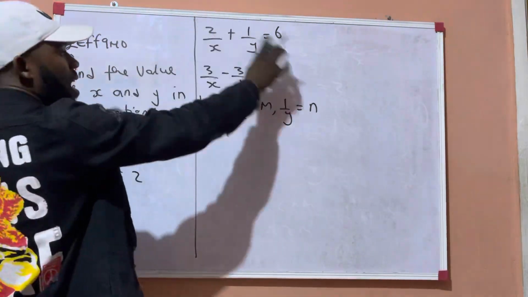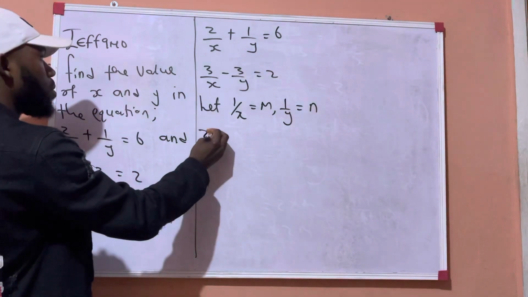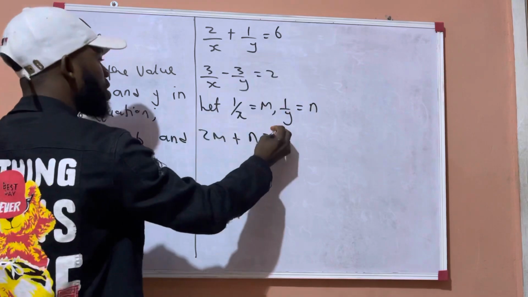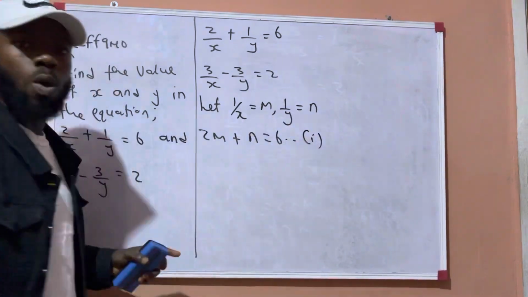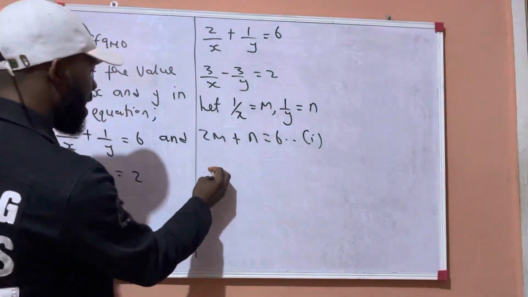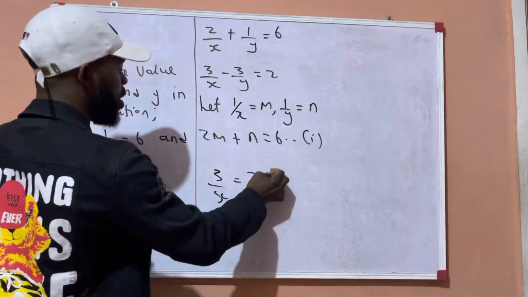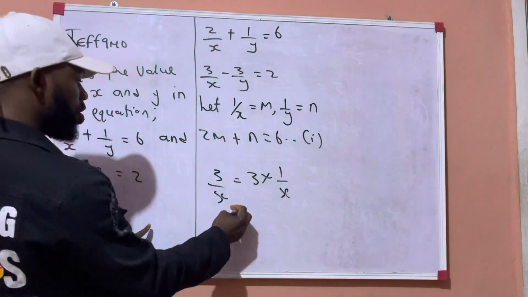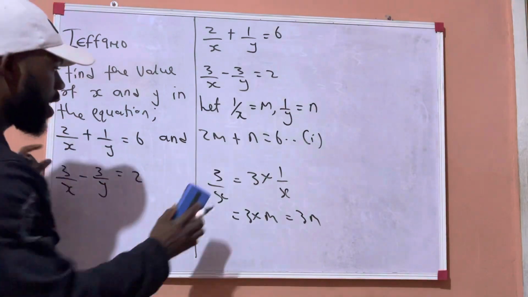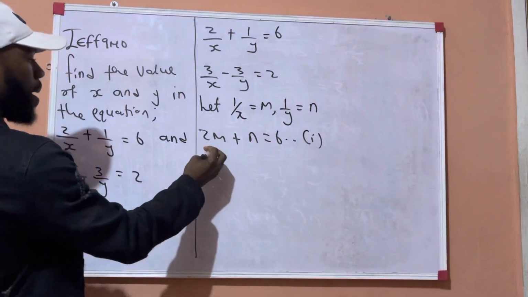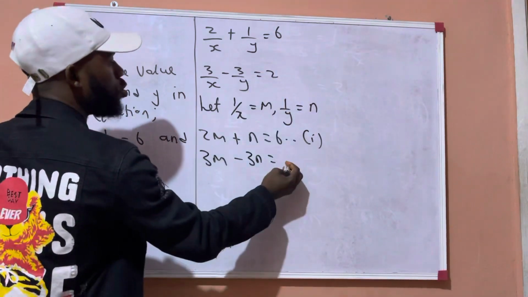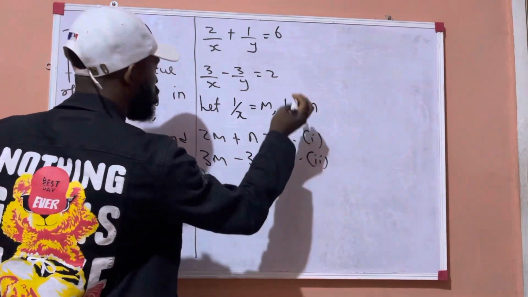So 2 over x now gives us 2m, plus 1 over y gives us n, equal to 6. Now this becomes our equation 1. Now 3 over x, you know what that means: 3 over x is the same thing as 3 times 1 over x, which is 3 times m, which is 3m. So 3 over x becomes 3m, minus 3n equals 2, equation 2.